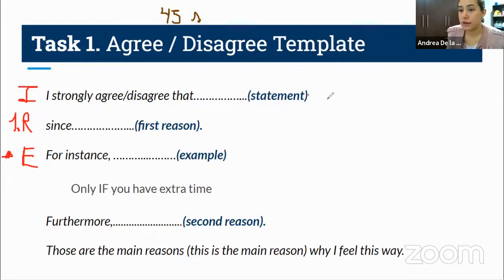You have a general opinion, you have a general reason: pizza in general is cheap. And then in your example, you give details, right? So that's basically what you need to have.